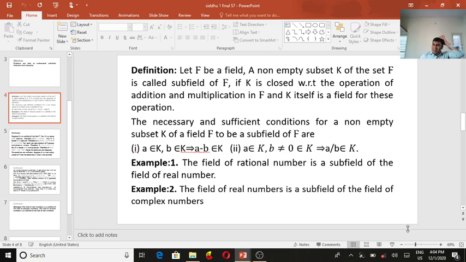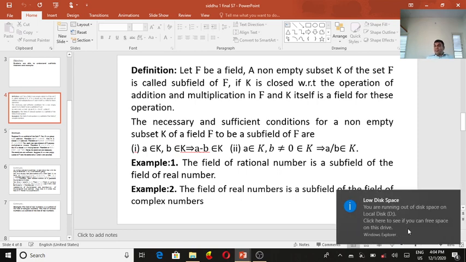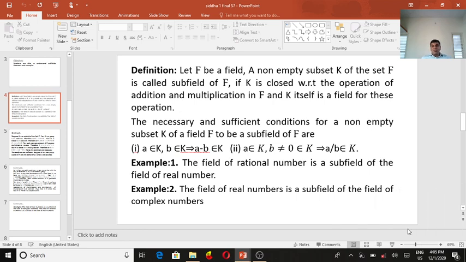The example you are familiar with, I explained in session 1 and session 2. The set of all natural numbers is contained in the set of all integers. The set of all integers is a subset of the set of all rationals. The set of rationals is a subset of the reals, and the set of reals is a subset of the complex numbers. So the field of rationals is a subfield of the real numbers, and the field of real numbers is a subfield of the complex numbers. So the complex numbers are an extension field.